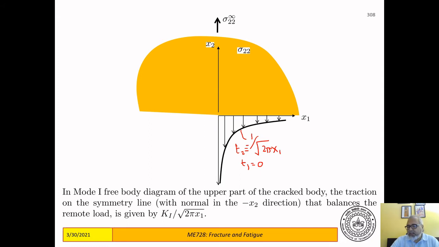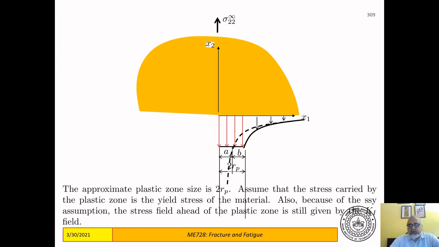So this is my free body diagram. This is the free body diagram assuming that only the single term, the first term of the Williams solution, is enough for describing the stress state at the crack tip. Okay, now let us take this traction distribution and plot it along x1. So we'll flip it and plot it along x1, and the dotted line is what it is.